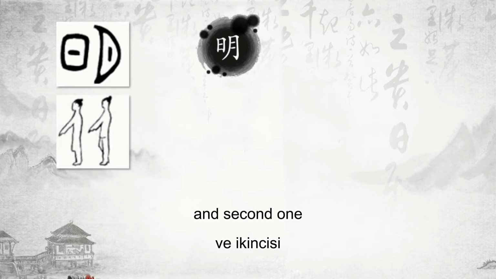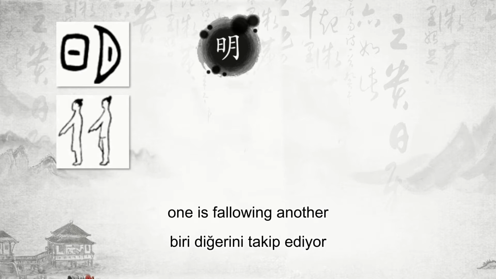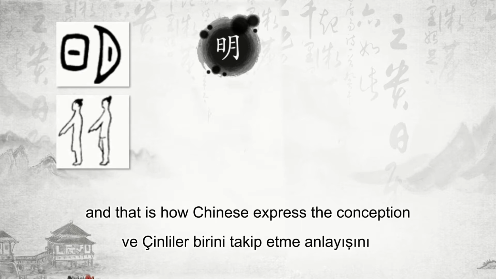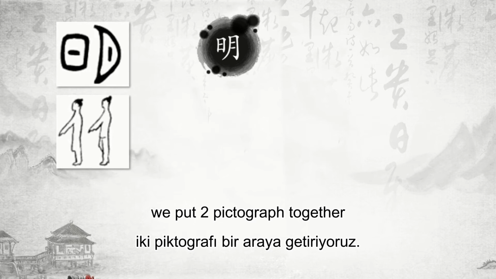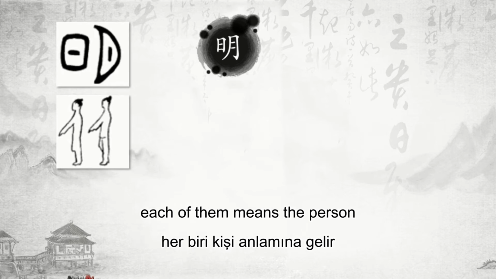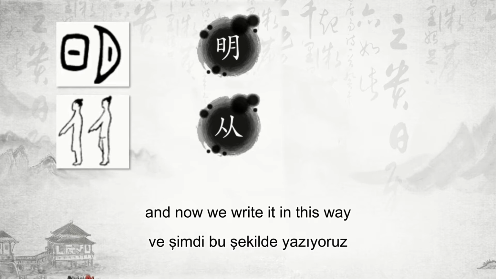And the second one, as you can see here, we have two people. One is following another. And that is how Chinese expresses the conception to follow somebody. We put two pictographs together. Each of them means a person. So one person follows the other one, that is to follow. And now we write it in this way.